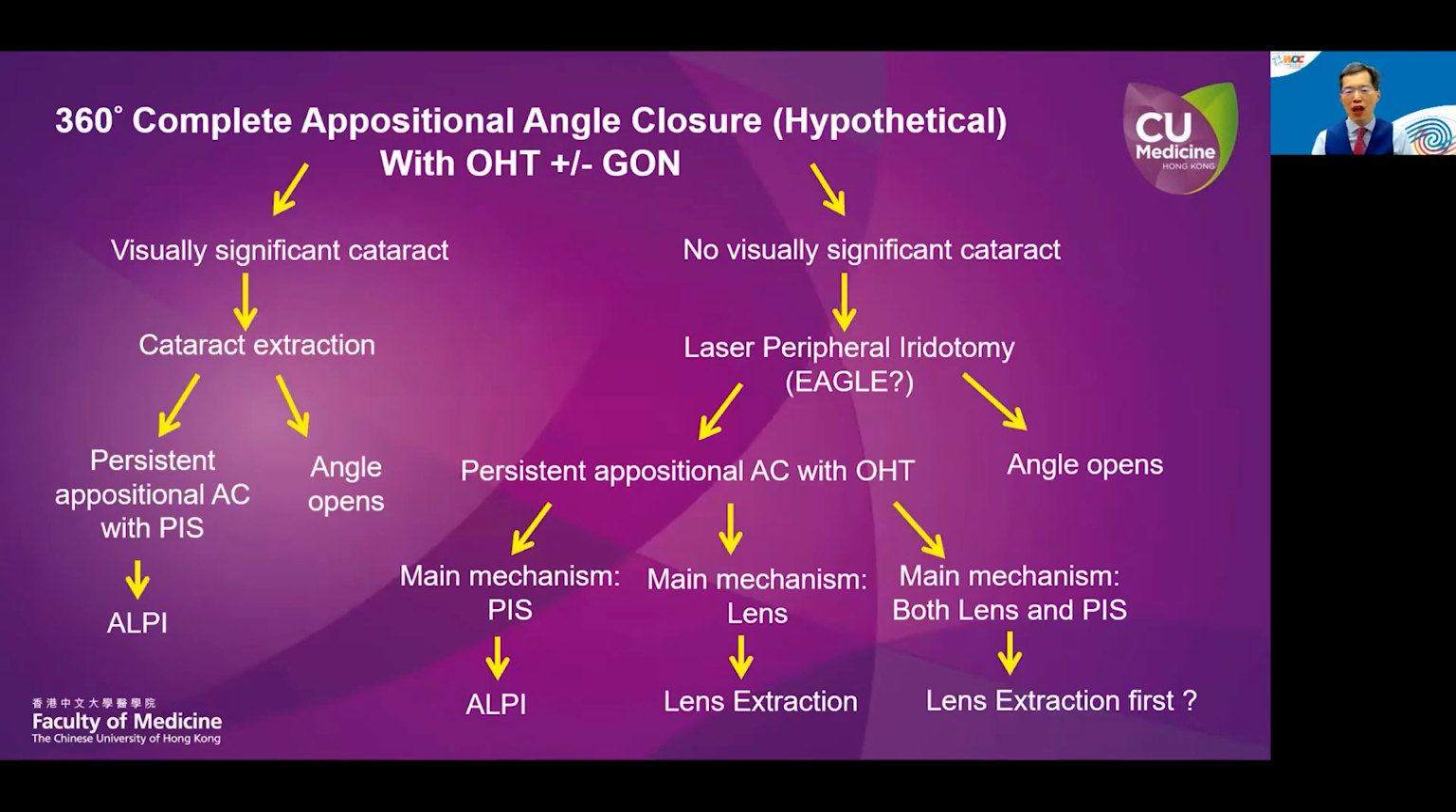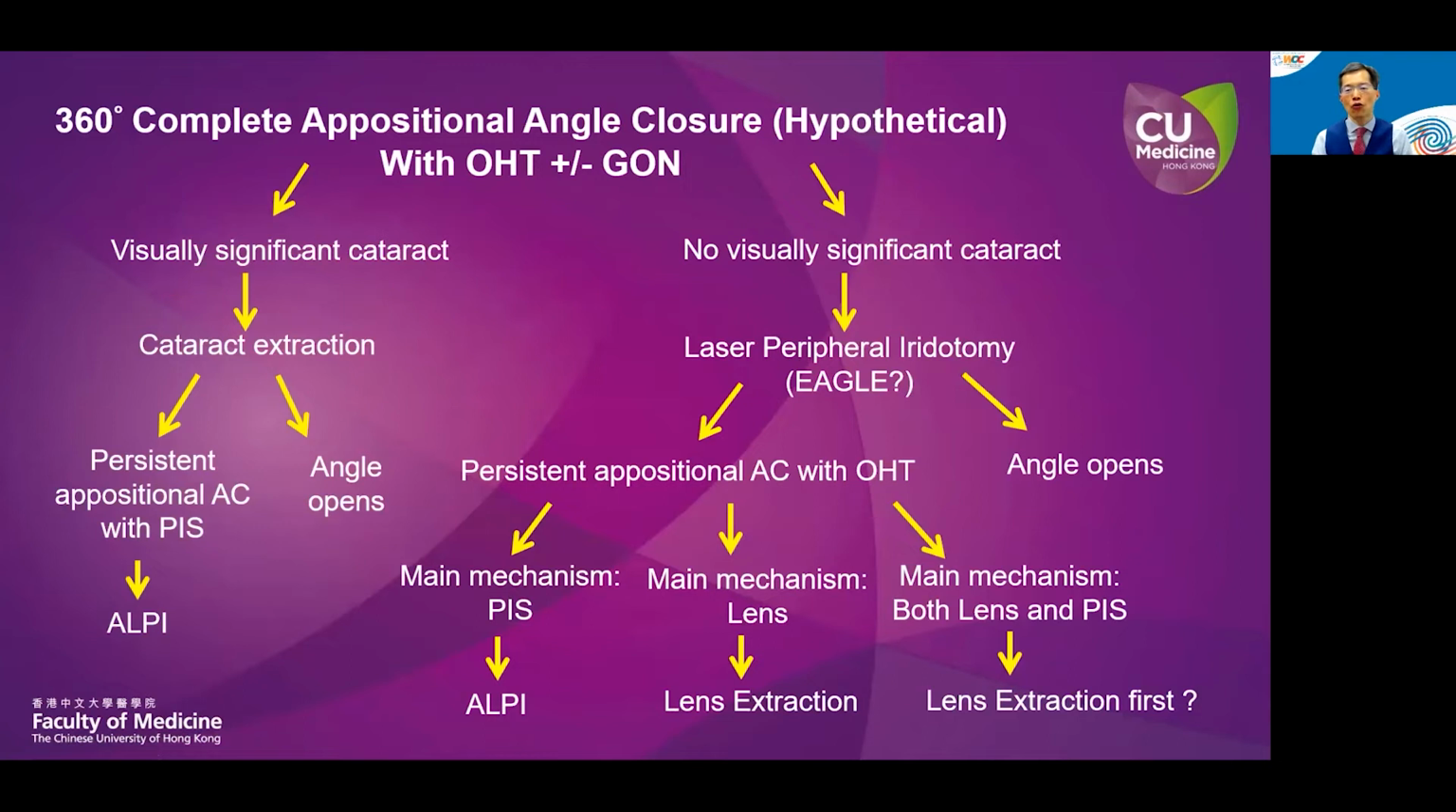Now, in the next 2 slides, I'll try to summarize my management algorithm for primary angle closure disease. And the 2 slides represent 2 extreme ends of the clinical spectrum. Now, in this first slide here, we're looking at an eye with a hypothetical 360 degrees of complete appositional angle closure with ocular hypertension with or without glaucomatous optic neuropathy.